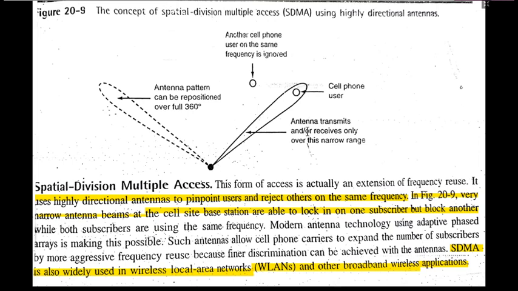So SDMA technology is very widely popular, especially in WLAN, the wireless local area network. You know that any particular building can have a wireless local area network. So if you are converting a building into a WLAN, then within that particular premise spatial division multiple access could be one of the best solutions.